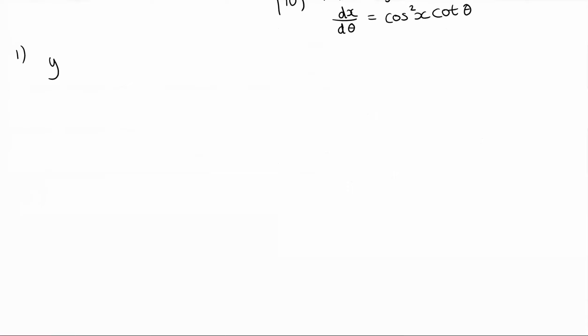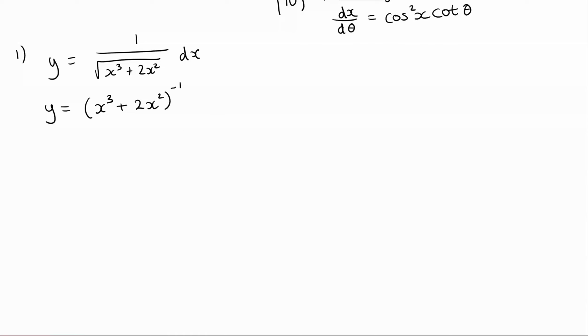So we start with y equals 1 over the square root of x cubed plus 2x squared. Now with this one, we want to use the chain rule here. What I'm going to do is firstly rewrite this as x cubed plus 2x squared in a bracket to the power of negative a half. If you square root something, that's the power of a half. Because we've got 1 over it, it's going to be a power of negative a half. And then I can just use the chain rule.